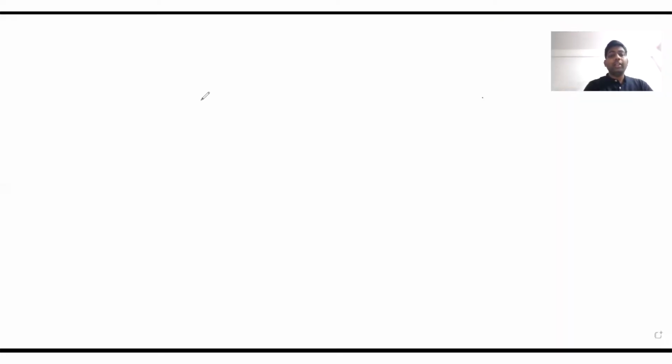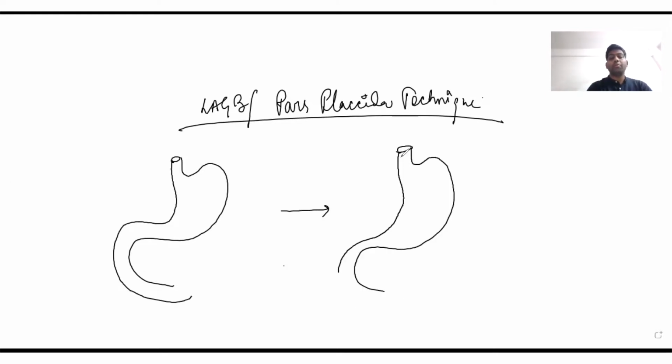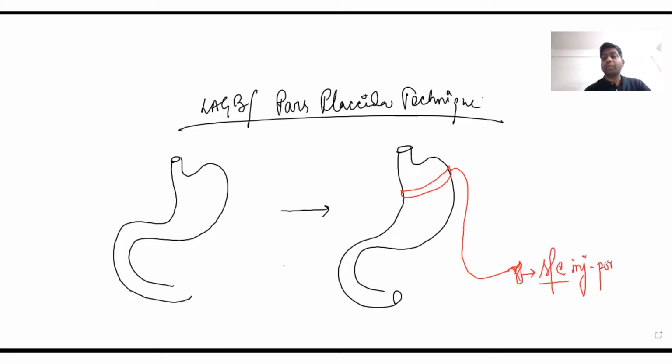Let us first look at the lap adjustable gastric banding or the pars flaccida technique. What we do in the pars flaccida technique is, this is the stomach. We insert a band just below the gastroesophageal junction. We insert a band here which can be adjustable depending on the amount of the fluid which is inserted through this injection port. This is the injection port and this injection port is placed subcutaneously. So this is the lap adjustable gastric band which is placed just below the gastroesophageal junction to create a small pouch of stomach. This is a small pouch of stomach and volume is around 30 ml. This is the functional gastric pouch.